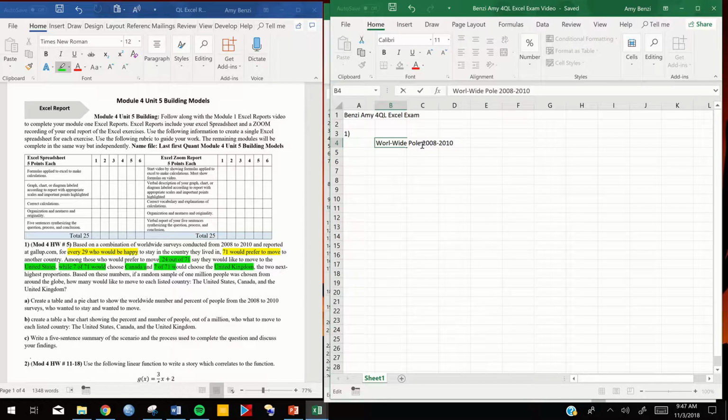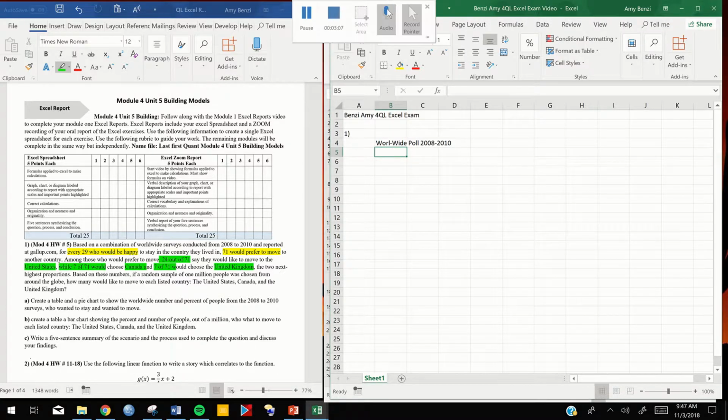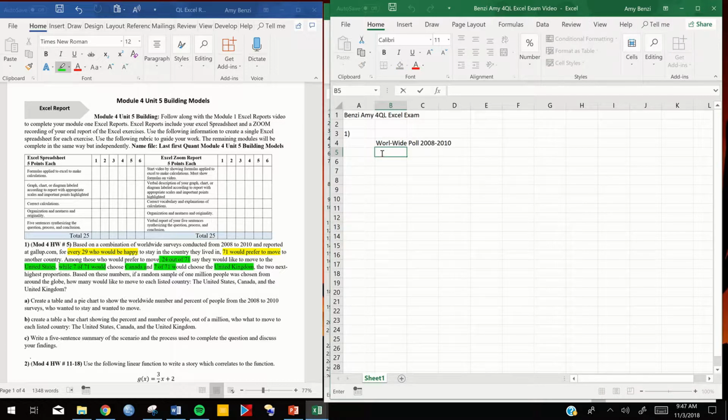Poll. I hope you guys caught that. All right, the worldwide poll of if people wanted to stay or move. So we have the people who want to stay and the people who want to move. Then we're going to report the number. Let's report the number and the percentage.